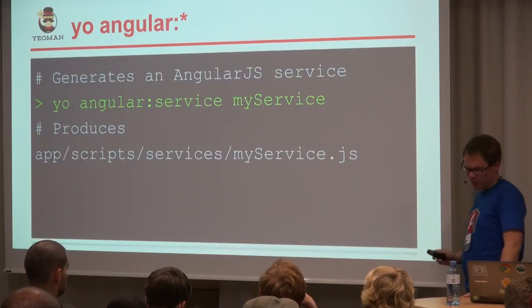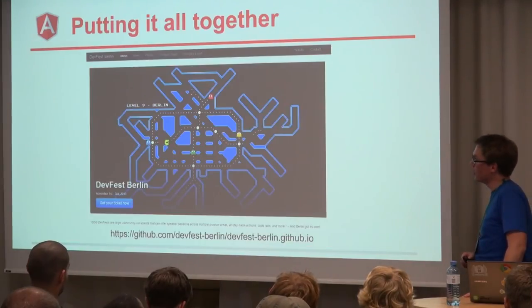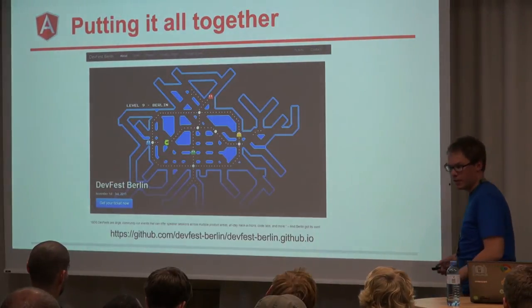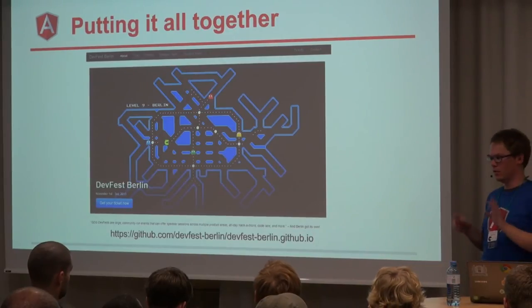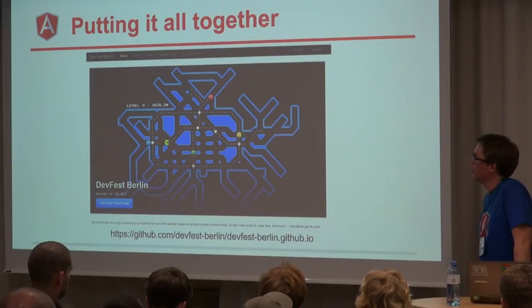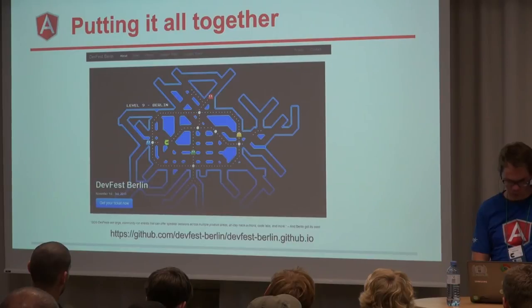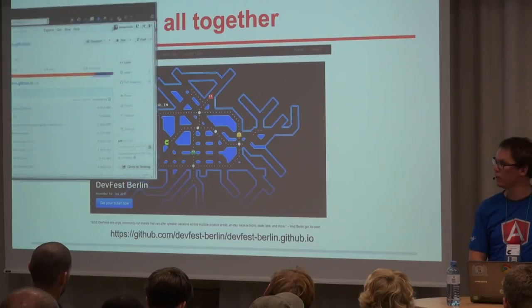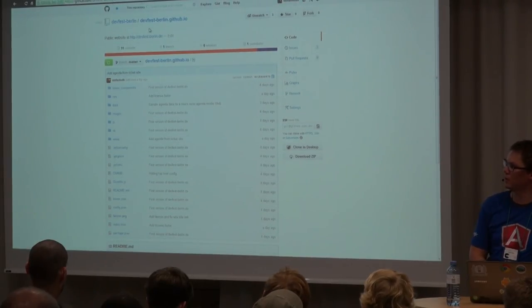And now I wanted to take you quickly into a real-life example you might know, because the website, DevFest Berlin DE, has been generated with a fork of the Yo Angular generator, and it's also a GitHub project. So if you're interested in how this looks in the real world, it's like that. The user is devfest-berlin, and there's only one repo right now, which is this one.